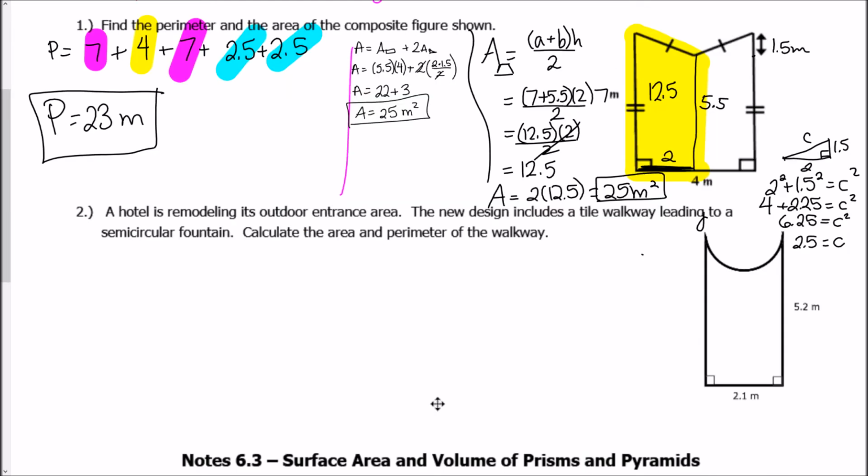Okay? Right, question number 2. A hotel is remodeling its outdoor entrance area. The new design includes a tile walkway leading to a semicircular fountain. Calculate the area and perimeter of the walkway.